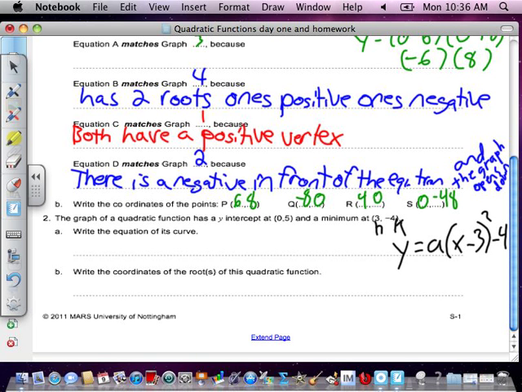I don't know how to find A. Who knows what I can do? Yes, Courtney? And I can put what in for y? Because that's my y-intercept. So I'm going to take that and plug it in. Do you guys remember when we did y equals mx plus b? Sometimes we plugged in an x and a y to be able to find something. So I'm going to plug in 5 for y.